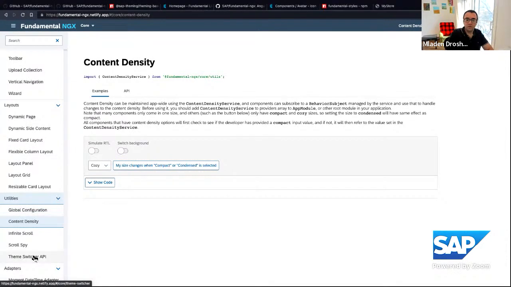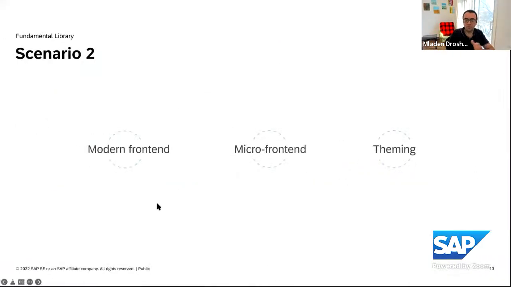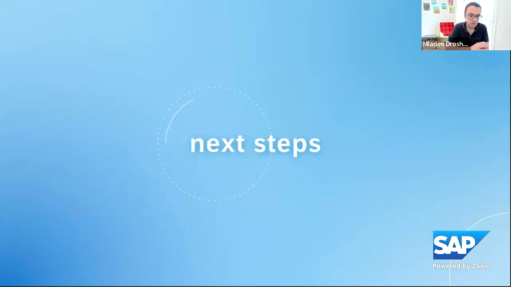And this is my second scenario. If I go back, we use a modern front-end framework, Angular. We wanted to create it as a micro front-end to integrate it with a much bigger application, but still keep developing it independently from the others. And then we can even maintain the versions of the libraries we are using. And then it has theming and other qualities. So that's the second scenario.